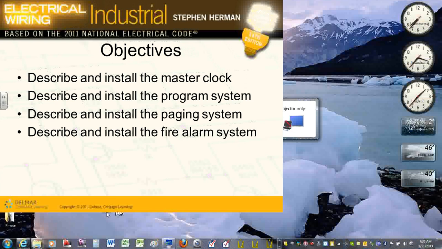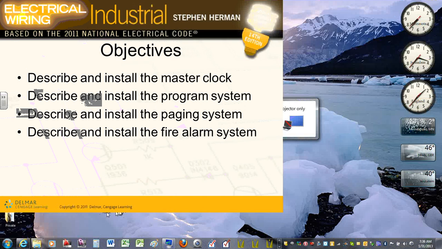So the three systems that we're going to talk about, guys, is the clock system, the master clock system. We have a master clock system, we have a program system, and paging system. So these are the three systems I'm going to talk about. Master clock system, program system, paging system, actually also the fire alarm system.